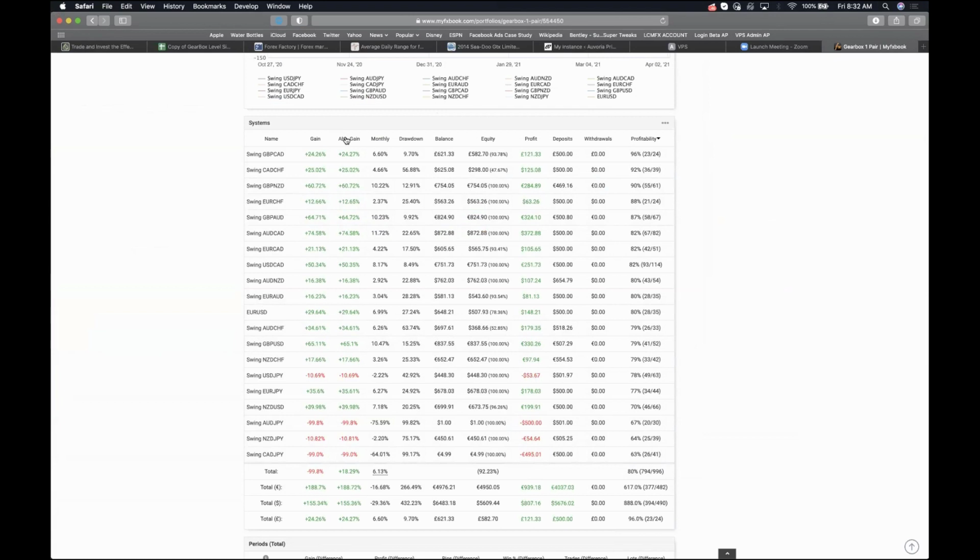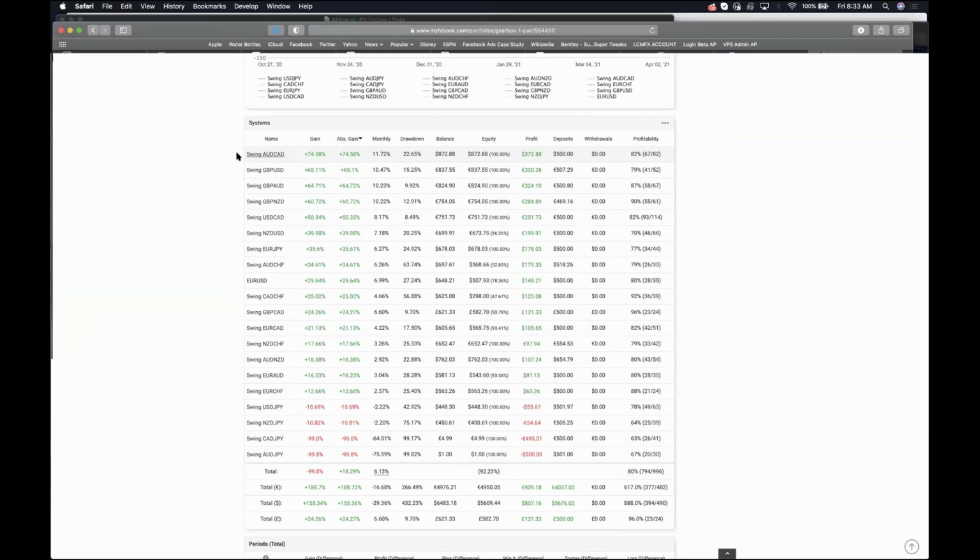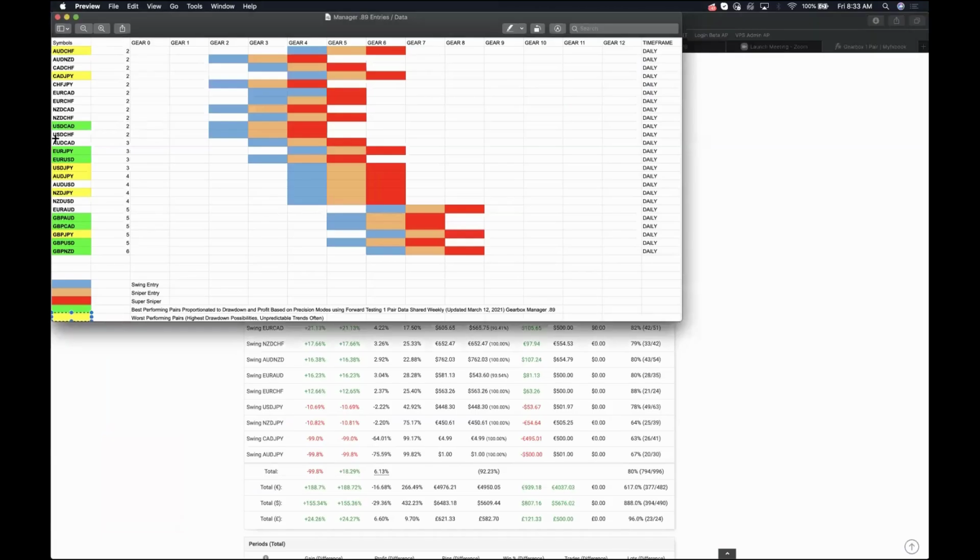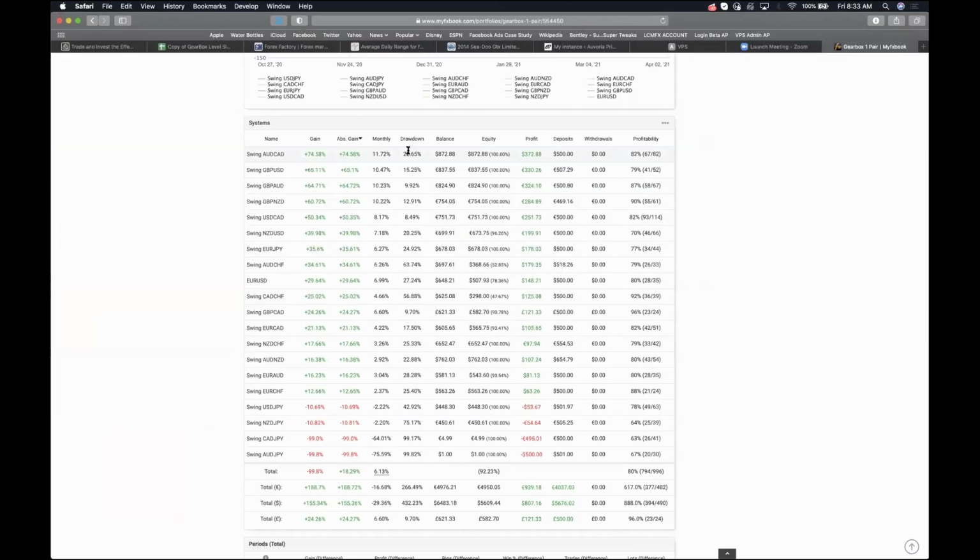And then what pairs have now had the absolute best gain? Recently, AUD CAD actually just came up. It's not currently in our best performing list, but it's going to be. It did have a higher drawdown than some of the others, but 22% drawdown was very similar to EJ, which is in our best performers, or EU. Because of that, we're going to be adding AUD CAD to the best performers.